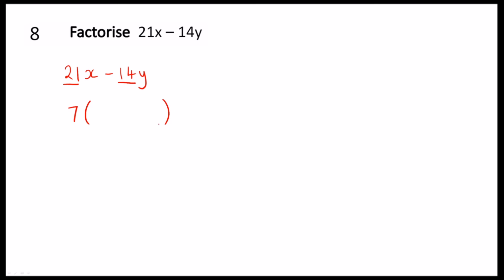Next thing I'm going to do is put my brackets in and think about what would happen if I took a factor of 7 out of each of these two terms here. To work this out, I can take 21x and divide the factor of 7 out. So 21 divided by 7 is 3, meaning that 21x divided by 7 is 3x. And likewise, if I have minus 14y, 14 divided by 7 is 2, so 14y divided by 7 would be 2y. And that would be my final answer.